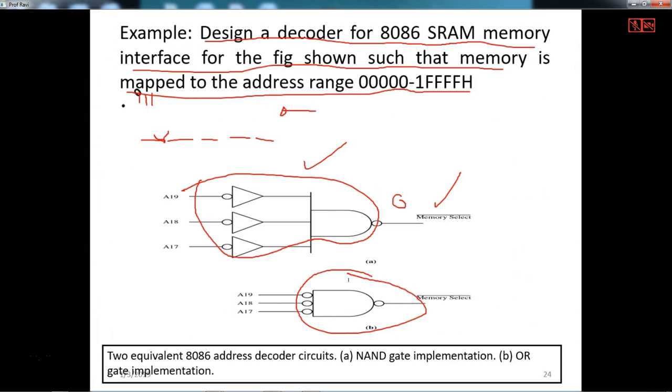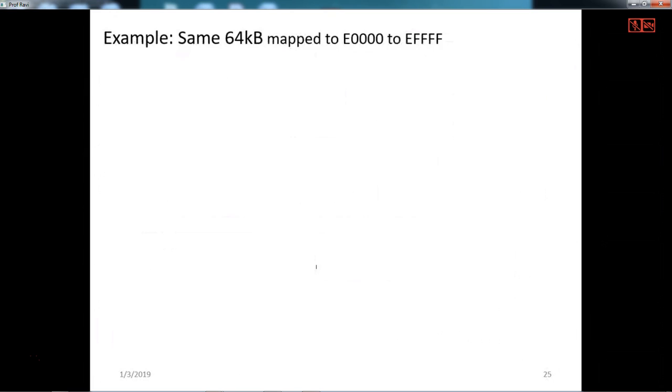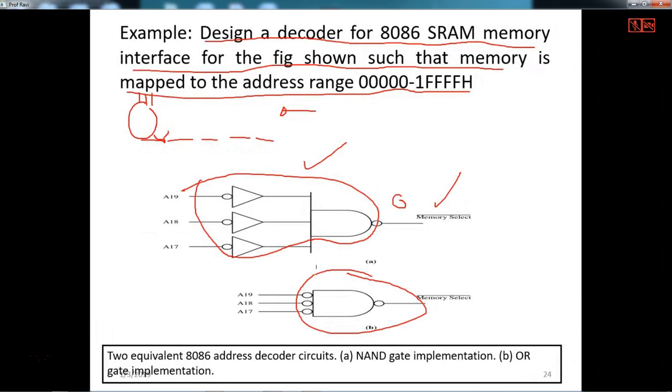So the decoder can be designed by using a simple IC. You notice that the unused address lines are A17 to A19, so they must always be low. They must always be low means what? We need a simple OR gate here. Okay, so this is how the memory interfacing is done.